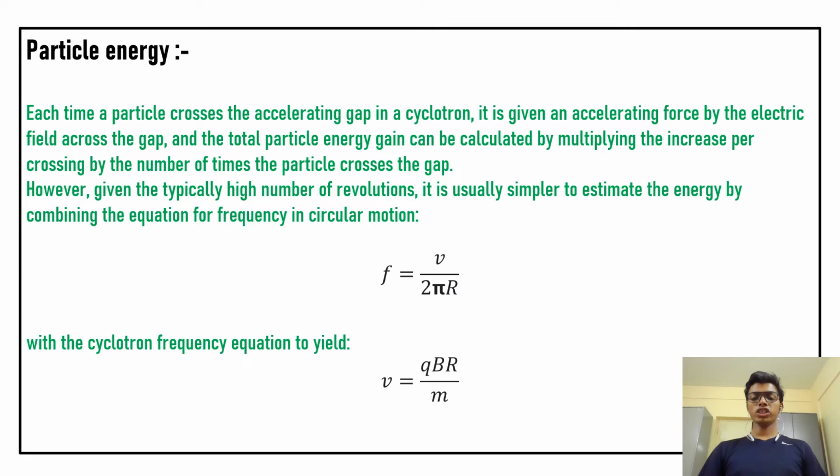Particle energy. Each time a particle crosses the accelerating gap in a cyclotron, it is given an accelerating force by the electric field across the gap. And the total particle energy gain can be calculated by multiplying the increase per crossing by the number of times the particle crosses the gap. However, given the typically high number of revolutions, it is usually simpler to estimate the energy by combining the equation for frequency in circular motion, f equals v by 2πr, with the cyclotron frequency equation to yield v equals qBr by m.